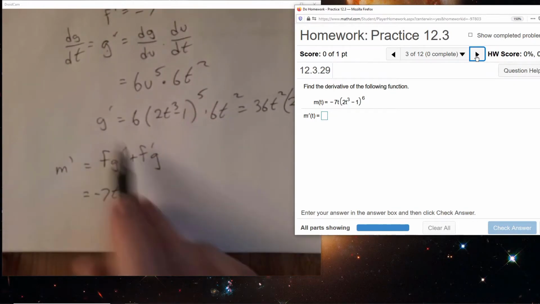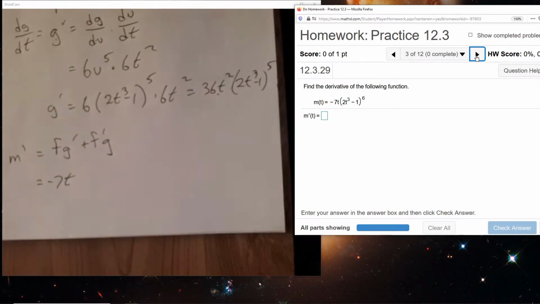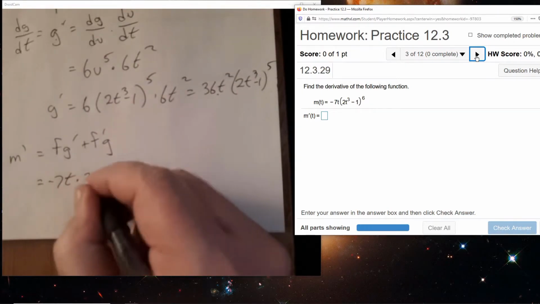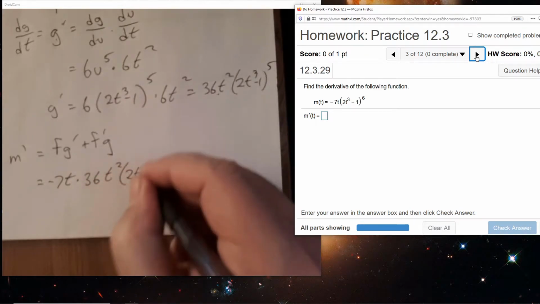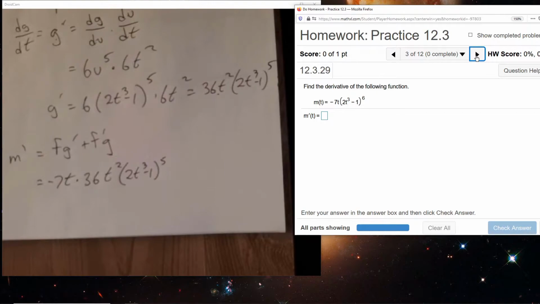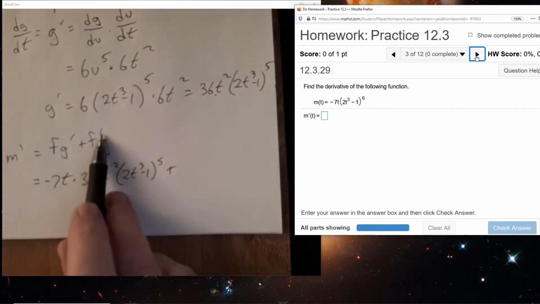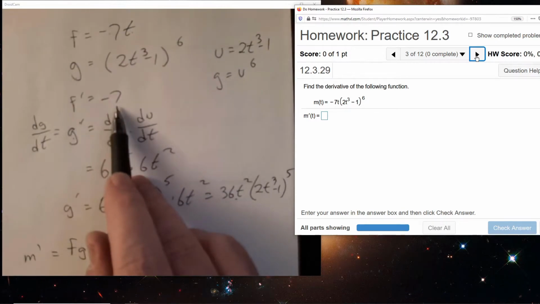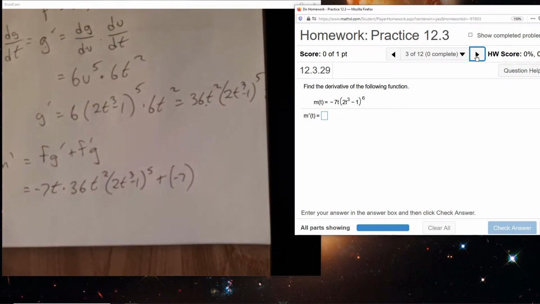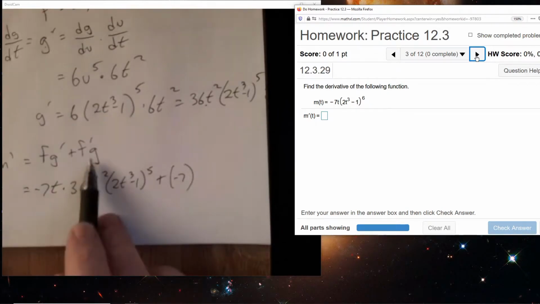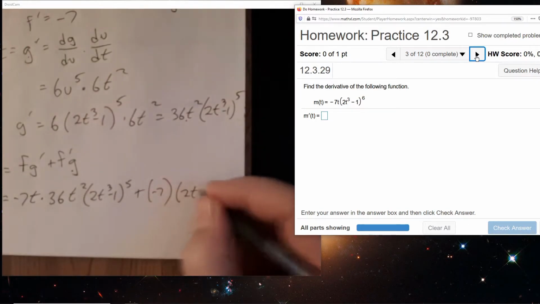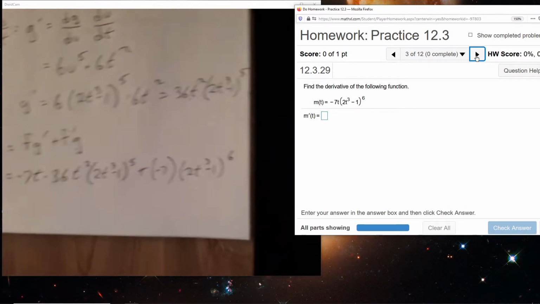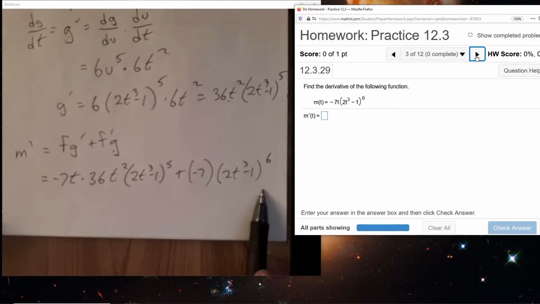We have g prime, which is where the chain rule was. So that's all the work we just did here. So the chain rule got us a 36t squared plus f prime. So f prime is minus 7. And then all of that times g, where g then is this quantity to the 6. And this is our answer.